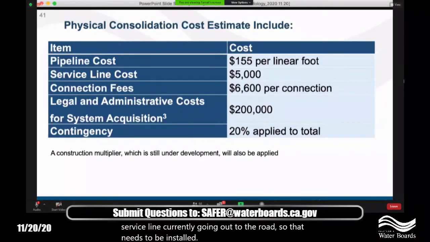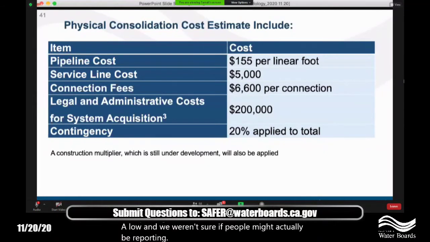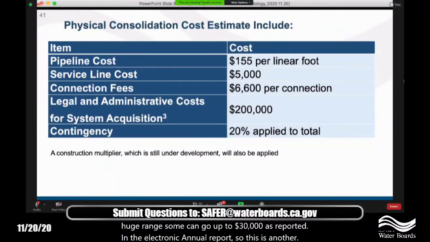A lot of systems charge connection fees, and this really varies across the state. There's a huge amount of variation. This number is pulled from the 2018 electronic annual report that was submitted to the Division of Drinking Water. We just looked at the bigger systems and the average of the connection fees they're charging. We excluded the 0 to 500 range because that's pretty low, and we weren't sure if people might actually be reporting something more like a reconnection fee. So this is the number we're at, but there is a huge range. Some can go up to $30,000 as reported in the electronic annual report. So this is another area that could definitely use some refinement in the future.